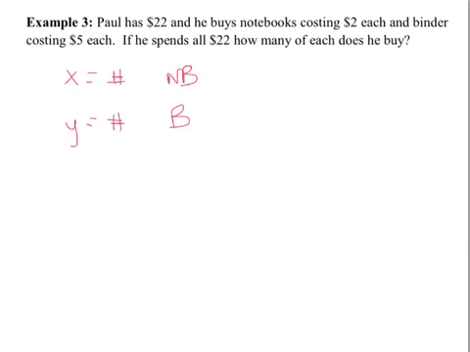So each notebook is $2 per notebook times the amount of notebooks. Binders are $5 per binder times the amount of binders. And that has to equal a total of $22. Again, take a look at your equation here. $2 per notebook times the amount of notebooks, plus $5 per binder times the amount of binders equals a total of $22. This is the way you need to solve these.